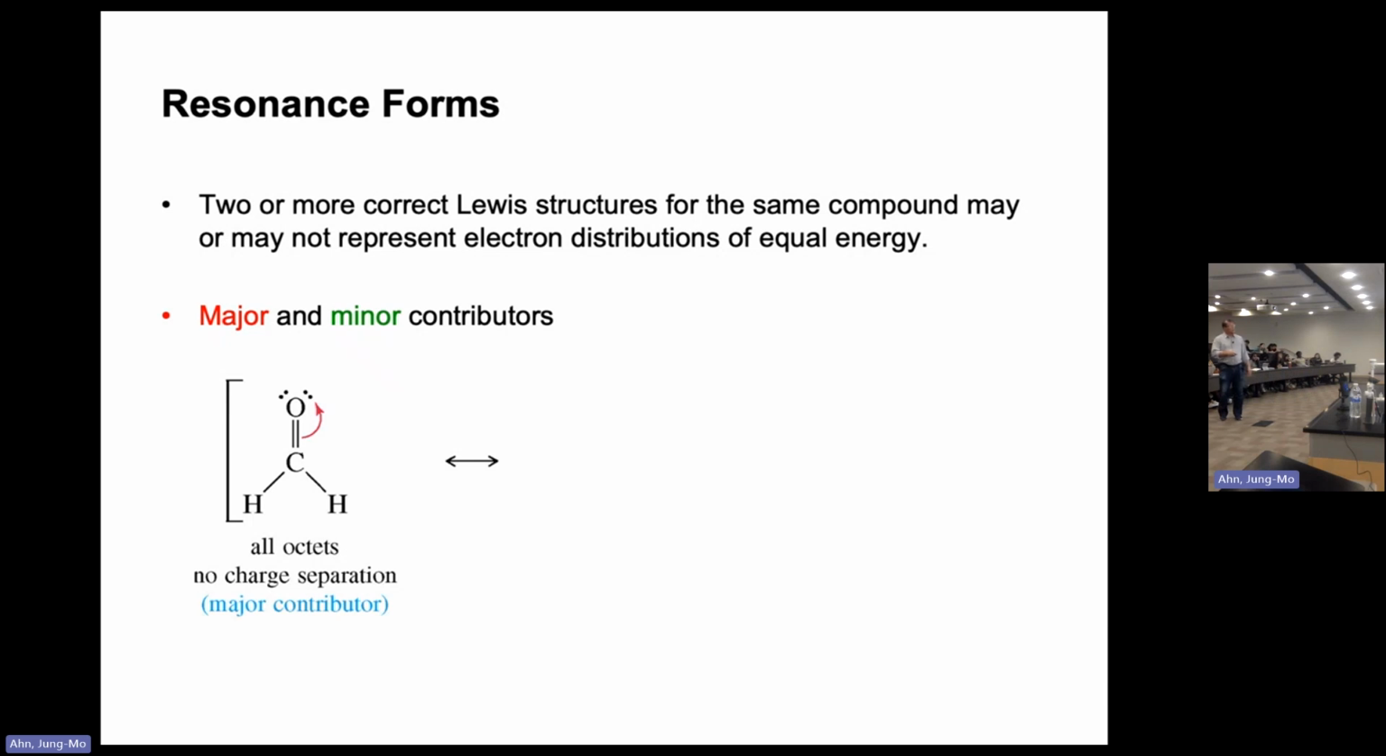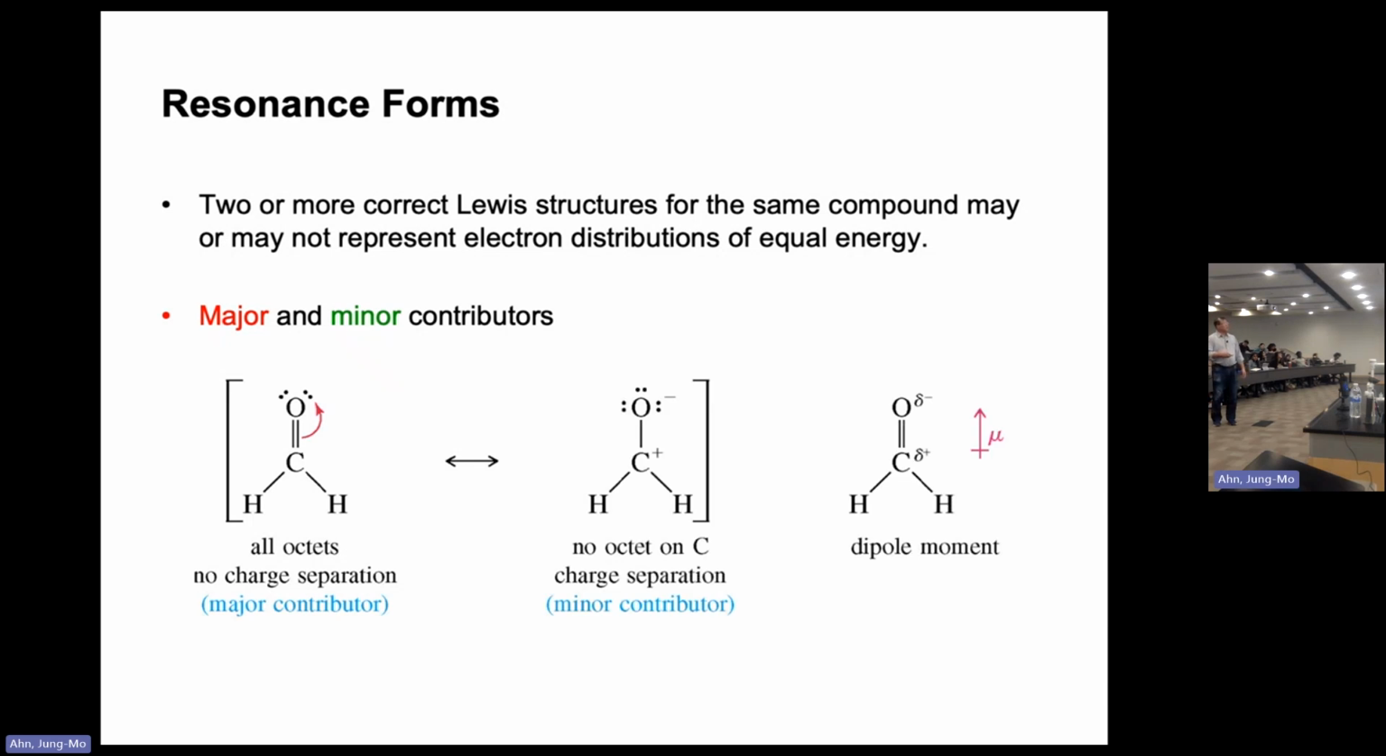So let's say this pair of electrons moves up to the oxygen. Then what that means is this now becomes a single bond. Now the oxygen gets three pairs of electrons there. That makes the oxygen negatively charged. And this carbon, on the other hand, is deficient in electrons. It's only going to have six electrons, and it's going to be positively charged. Is this resonance structure valid? Yes, it is valid, even though it is not as stable as the other one.